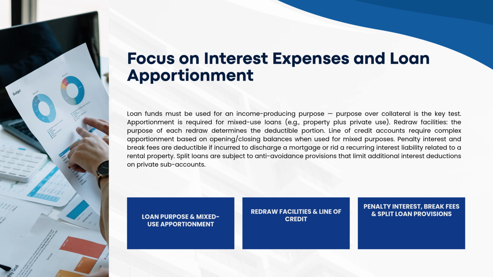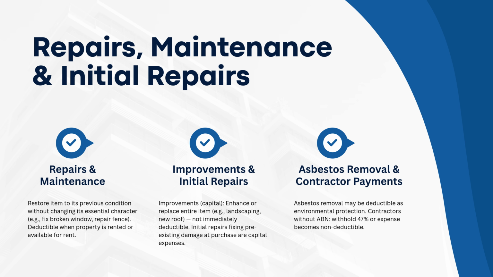Distinguishing between a repair and an improvement is critical. A repair restores a subsidiary part of the property to its original condition, like fixing a broken window or replacing a few damaged fence palings. An improvement enhances the property's value or replaces an entire structure, like putting on a brand new roof. These are capital expenses. Importantly, initial repairs, fixing damage that was there when you bought the property, are always capital, even if you didn't know about the damage. In special cases, like removing a dilapidated asbestos shed, the cost might be fully deductible as an environmental protection activity.